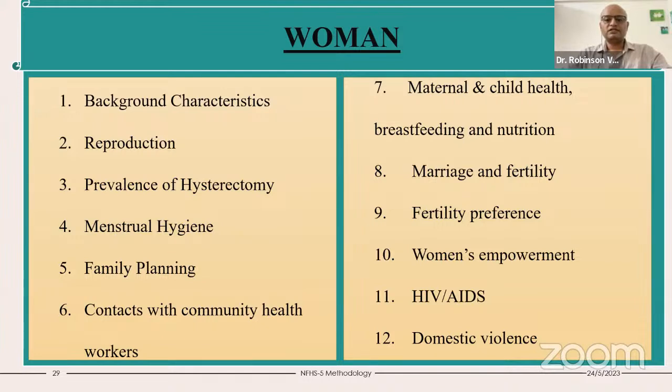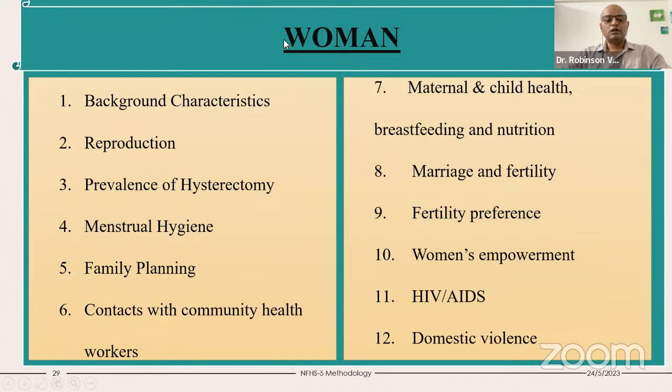For maternal and child health, breastfeeding and nutrition, we asked them about the ANC visits, delivery care, PNC, postpartum amenorrhea, use of oral rehydration therapy, breastfeeding and child feeding, vaccination coverage, prevalence and treatment of diarrhea, along with the utilization of ICDS services.